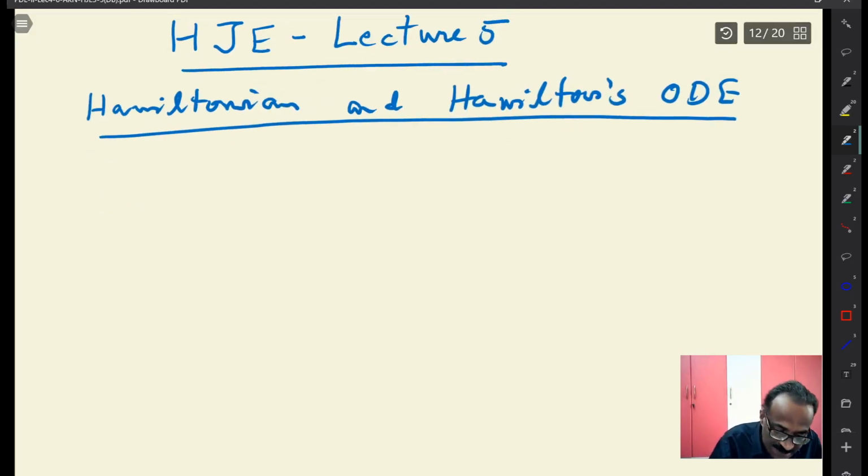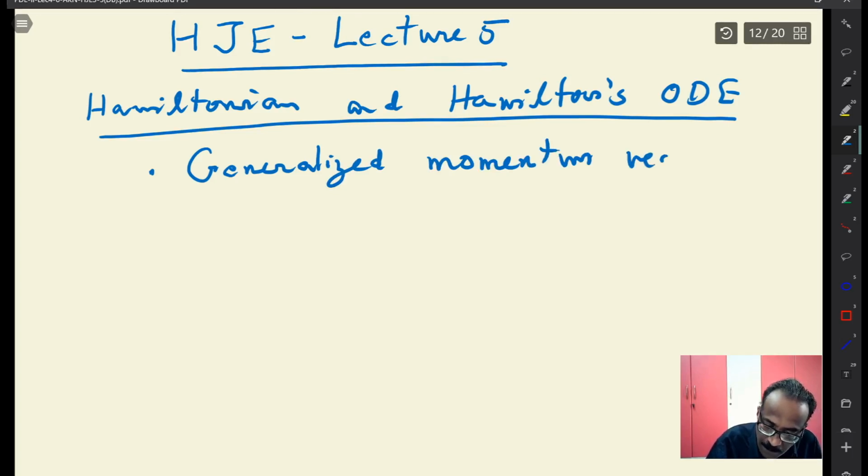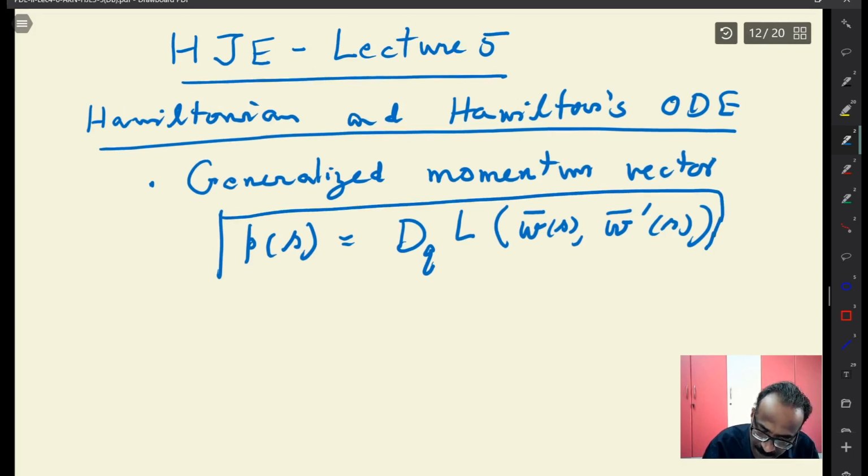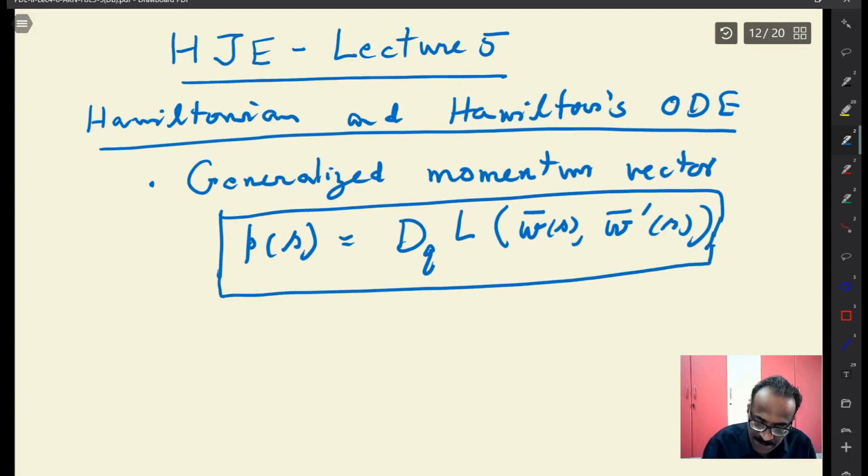Let me first introduce a term called the generalized momentum. I will shortly tell you why we call it a generalized momentum vector. P of S is equal to, I use the standard notation as in classical mechanics, d_q of L evaluated at the optimal solution. W bar is your optimal solution. We are again assuming all that, W bar and W bar prime of S. This is your generalized momentum vector. Why is it called a generalized momentum vector?